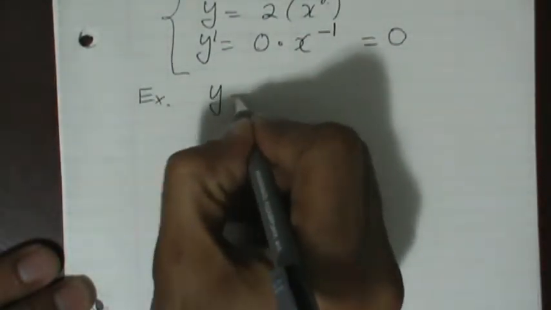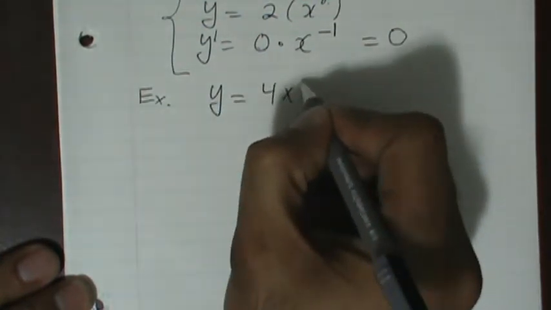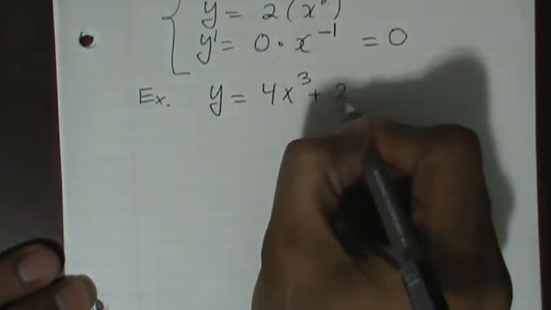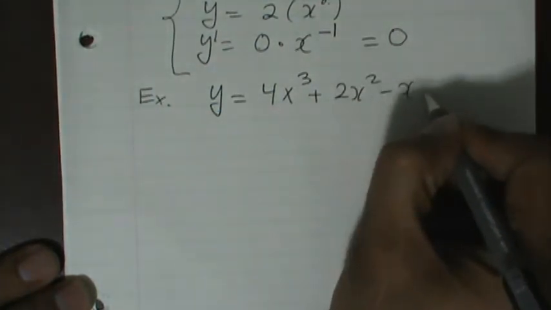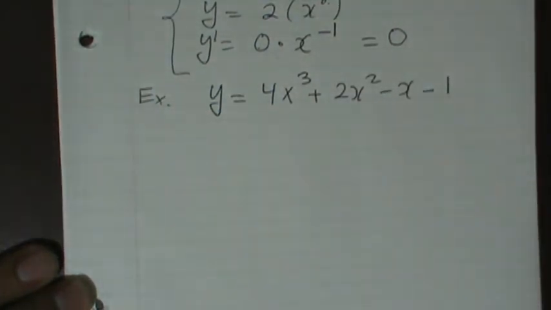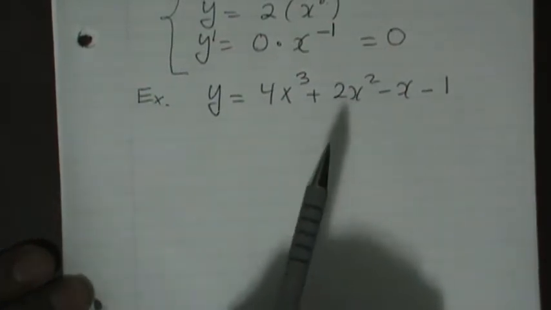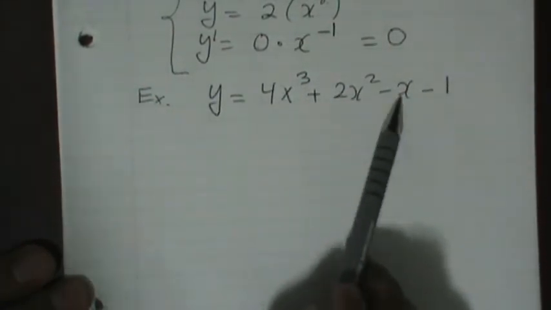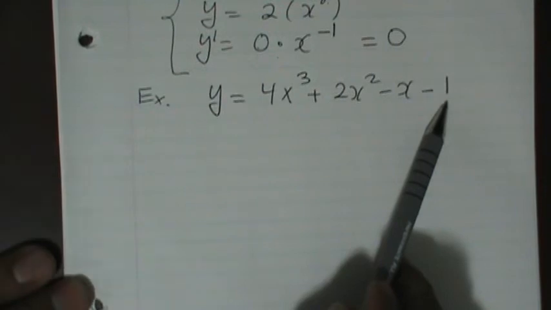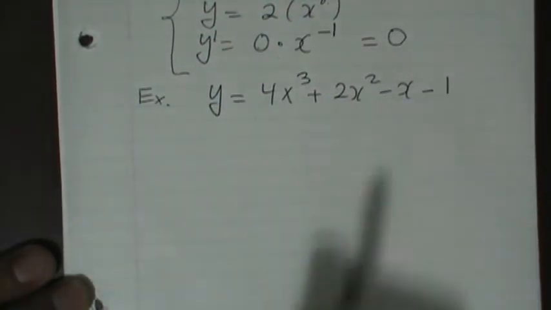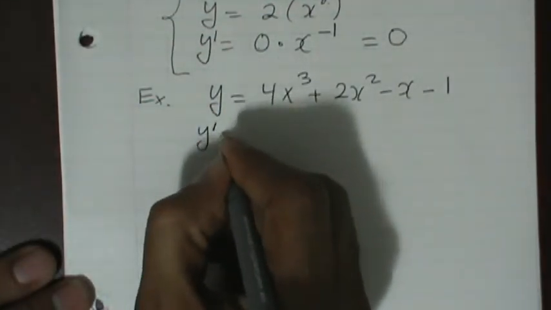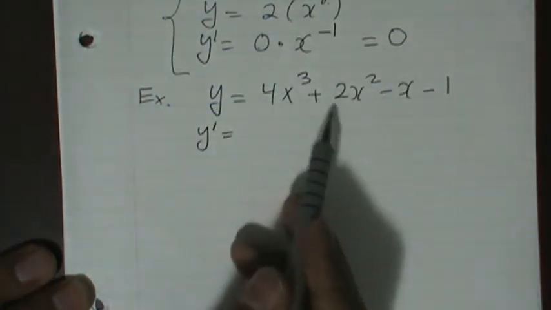To understand the steps, we need to know what the power rule is and what a derivative is in general. An example using the power rule: y equals 4x to the power of 3 plus 2x squared minus x minus 1. Now we're going to apply the power rule to each of these terms separately. Just look at it like that. It's a lot easier.